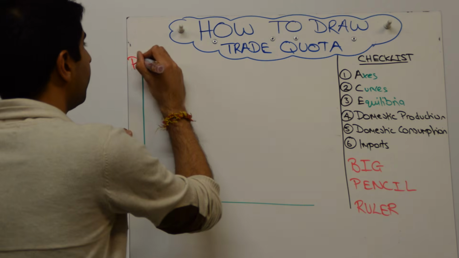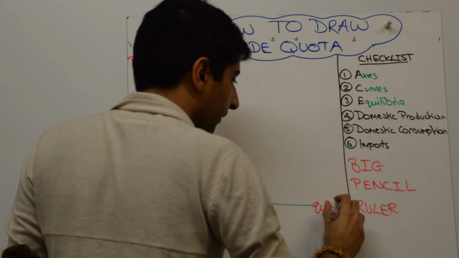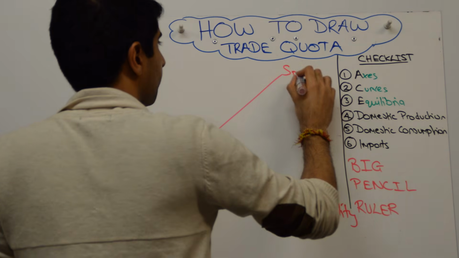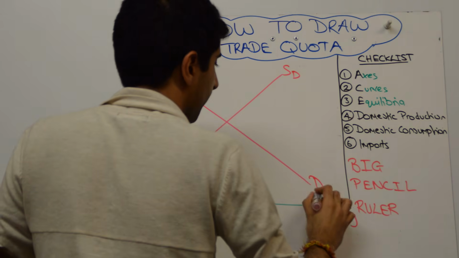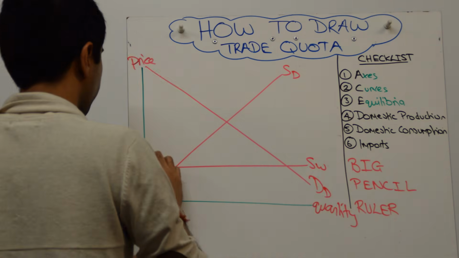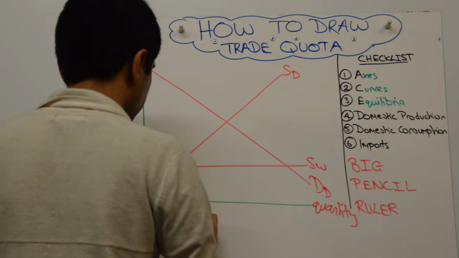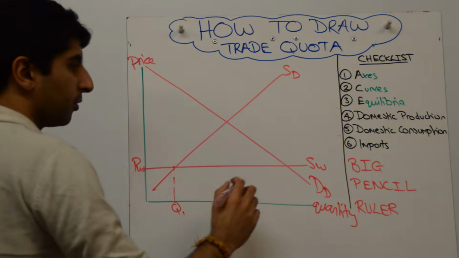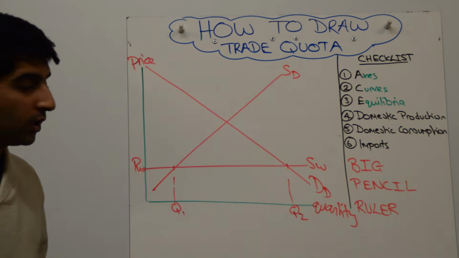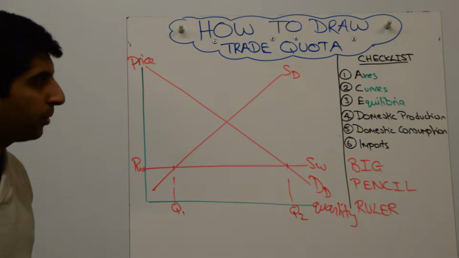Well, we start with the price on the y-axis and quantity on the x-axis. We then draw our domestic supply and our domestic demand. We show what's happening when there is free trade at price PW, with supply of the world drawn like that, as we're used to. We then show domestic production at Q1 and domestic consumption at Q2, with the difference between Q1 and Q2 being satisfied by imports.